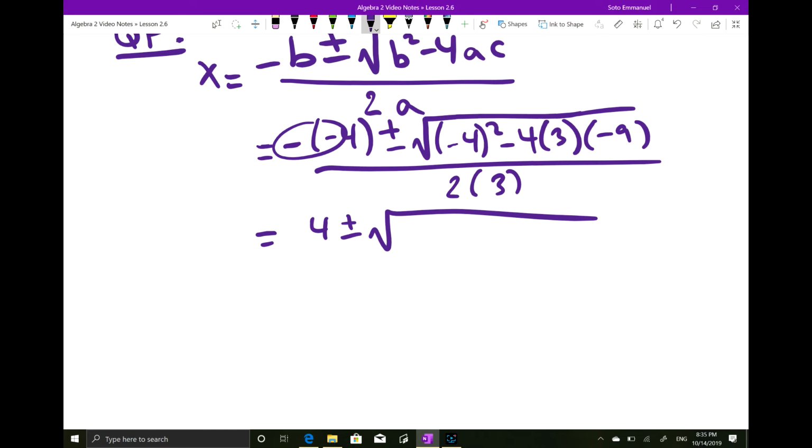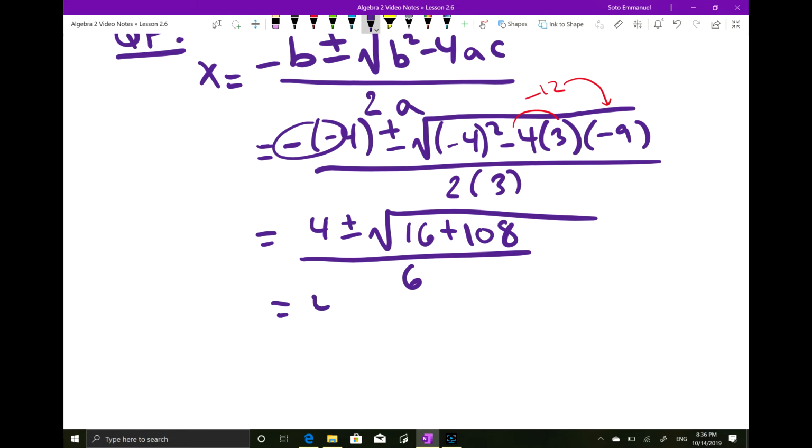So negative 4 squared, negative 4 times negative 4, is 16. Now we've got negative 4 times 3, which is negative 12. So this part right here is going to give us negative 12. And then negative 12 times negative 9, that's going to give us a positive number, right? Two negatives make a positive when we multiply. So I'm going to change this to a positive, and 12 times 9 is 108. And then 2 times 3 is 6.